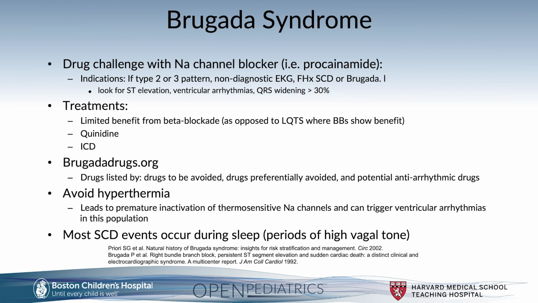The indications for its use in Brugada syndrome, although not characteristically done anymore, theoretically can be done when you have a type 2 or type 3 pattern present, a non-diagnostic EKG, and both of those in the setting of a high suspicion for Brugada syndrome in a patient when the family history of sudden cardiac death or known Brugada is present. What you would characteristically see with a drug challenge would be ST segment elevation, more bringing out of that right bundle branch block with the ST segment elevation in the precordial leads, the presence of ventricular arrhythmias, and a widening of the QRS by greater than 30%.